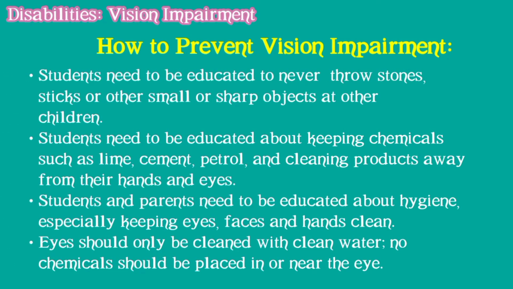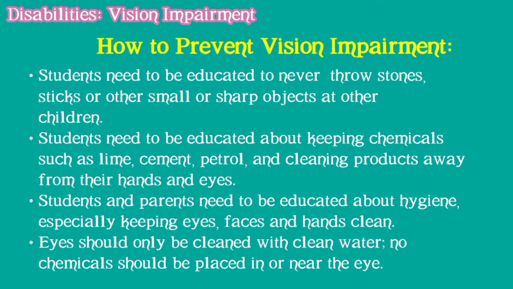So how do we prevent these types of vision impairments? Many types of vision impairments are inherited and cannot be prevented. However, some vision impairments can be prevented as follows. First, students need to be educated to never throw stones, sticks, and other small or sharp objects at other children. Next, students need to be educated about keeping chemicals such as lime, cement, petrol, and cleaning products away from their hands and eyes.